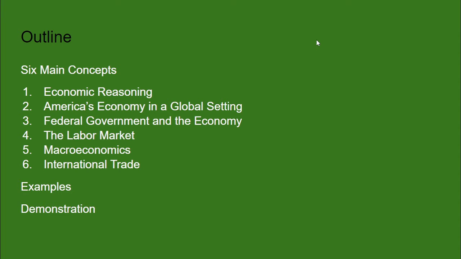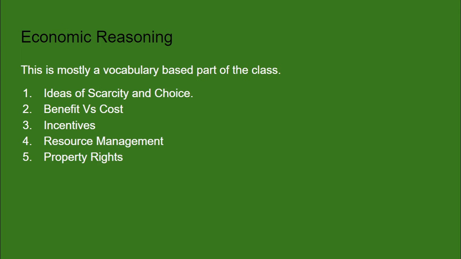So we're going to be going over the six main concepts or standard areas of our course, which are economic reasoning, America's economy in the global setting, federal government and the economy, the labor market, macroeconomics, and international trade. Then we'll go over a few examples, an online game that we will be playing, which is going to be the main one. It'll do a quick demonstration about how supply and demand works. Hopefully that'll carry us all the way through the time we have left. Anyways, let's just kick it over to the next one, which is economic reasoning.